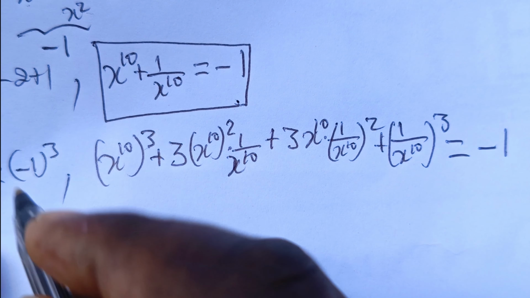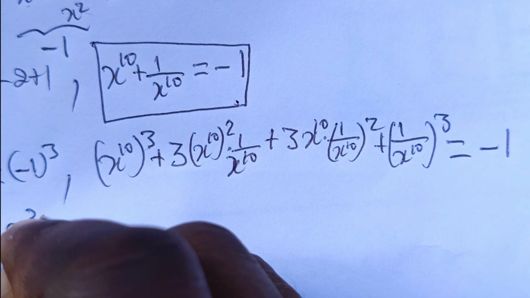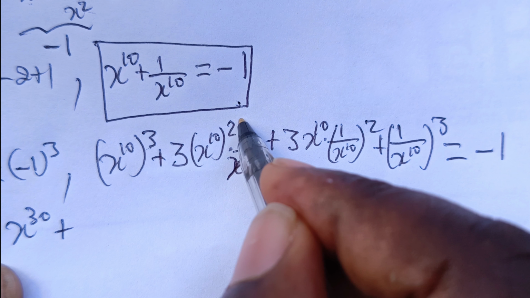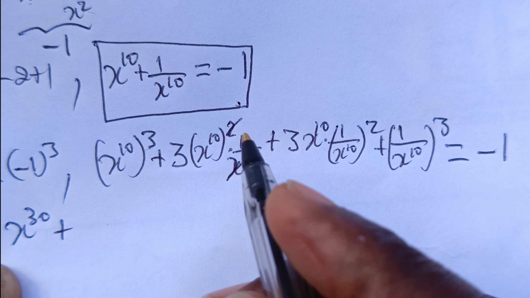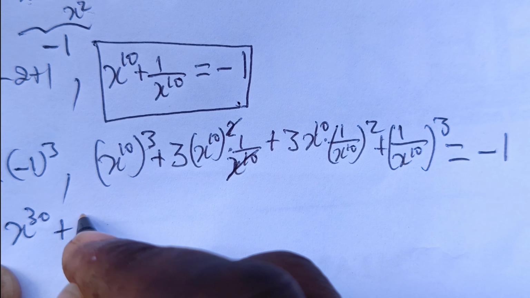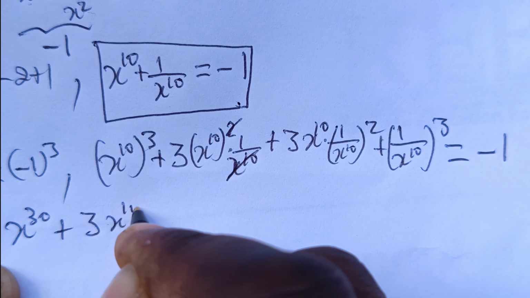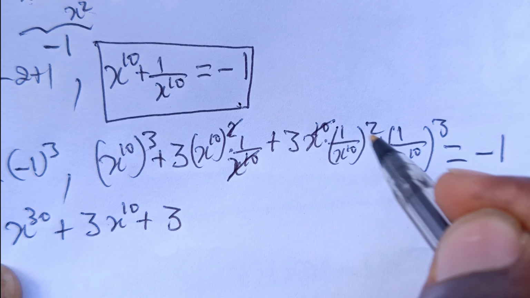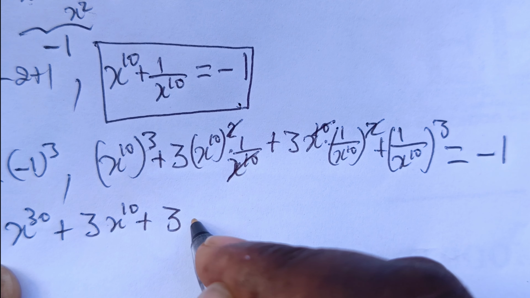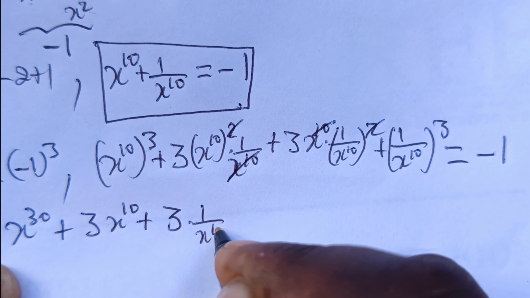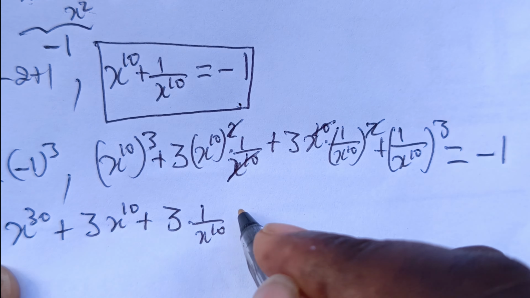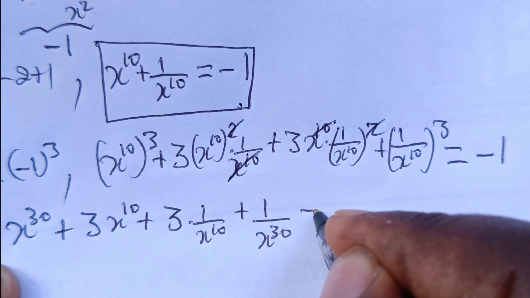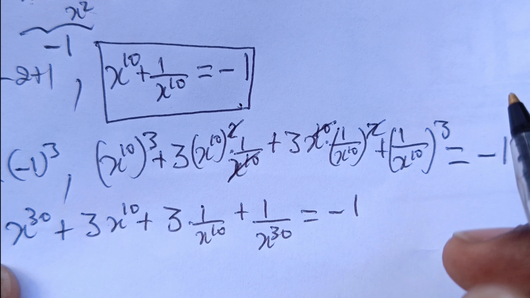Now here is x^30 plus this and this, we have 3 times x^10 plus 3 times this and this, guys, we have 1 over x^10, plus 1 over x^30. This is equal to minus 1.